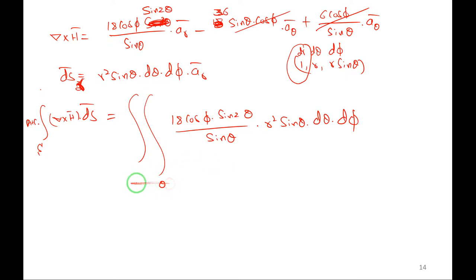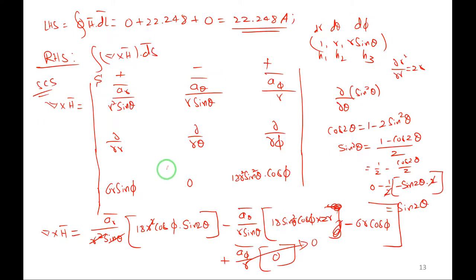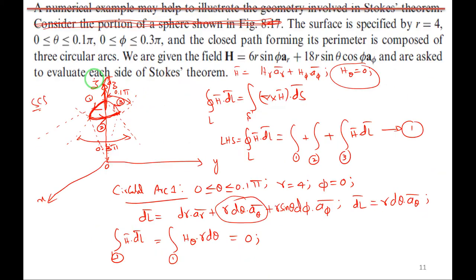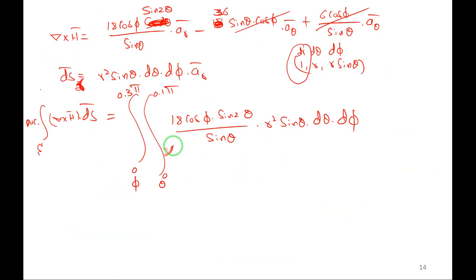Okay, still 4 minutes is there, I will wind up. So theta and phi, the integration part I will leave it to you, simplify. Theta is varying from 0 to 0.1 pi. Phi is varying from 0 to 0.3 pi. Let me check it. 0 to 0.3 pi, yes. Simplified, sin theta will get cancelled. So integration part I am leaving it to you people, please do it. So finally I will write the answer here. Just I will simplify and write it.